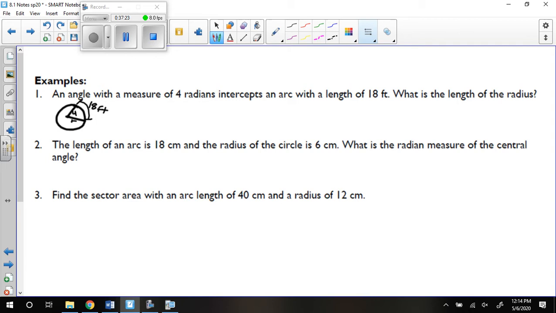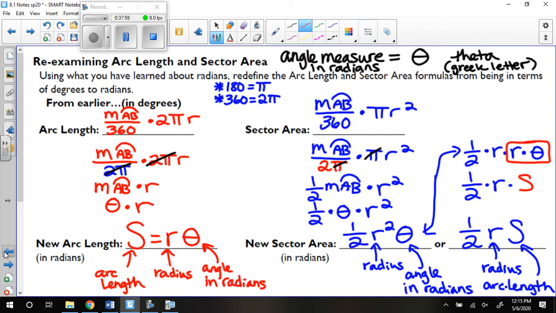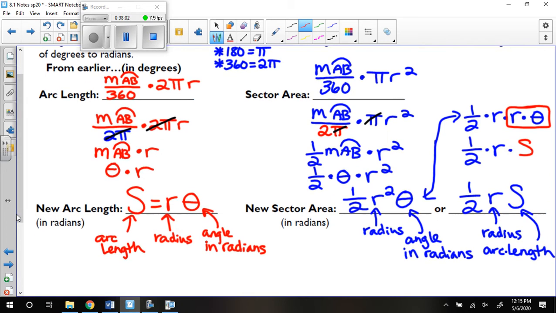Now I need to figure out which formula I'm supposed to use. So I'm going to label this information in the problem. We've got 4 radians, and that's our angle measure. Since it's in radians, this is theta. The arc length is 18 feet. Arc length for us is s. And they're asking you the length of the radius, which is r. Those 3 variables, theta, s, and r, if I look back at my formulas, that's my new arc length formula. s, r, and theta are all in that one.